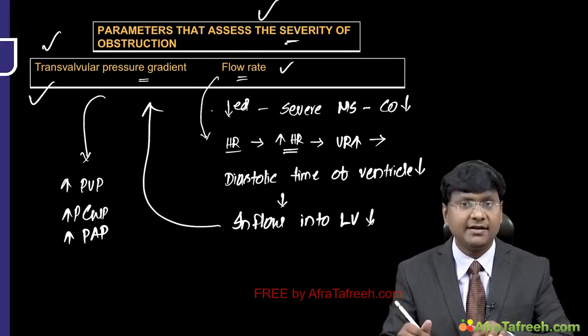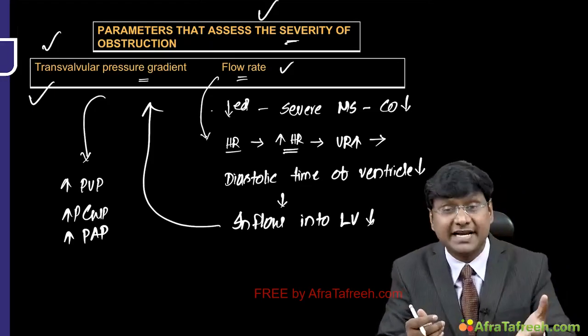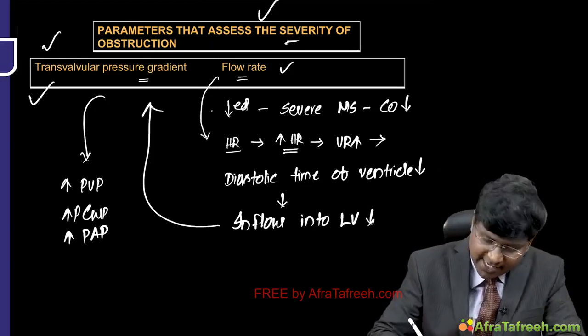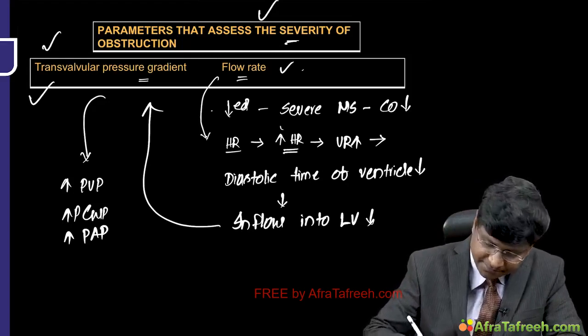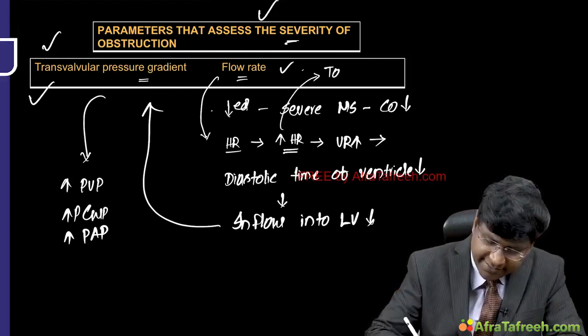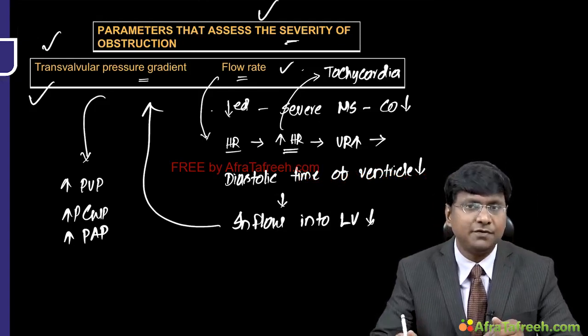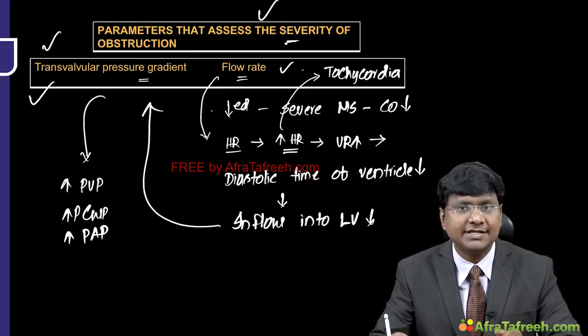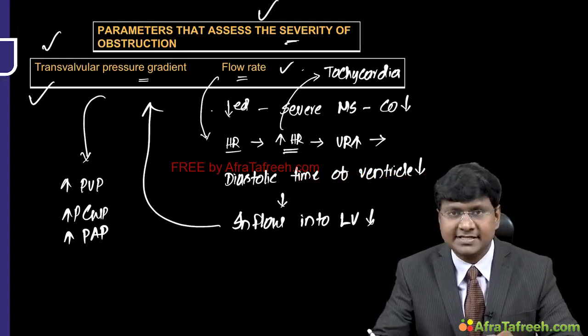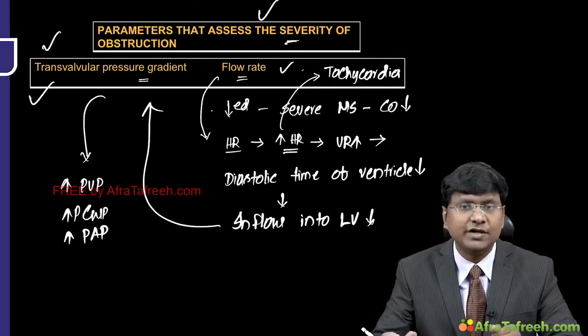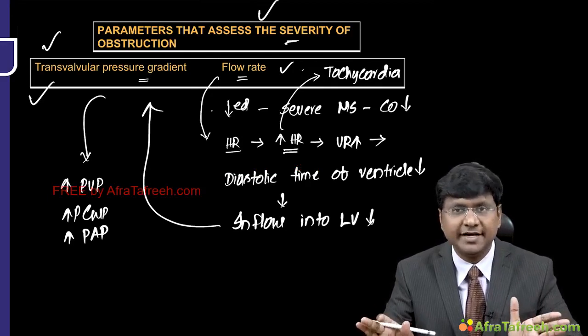Now, in what conditions can this heart rate get elevated? One, the heart rate can be increased whenever the individual is doing any exertional activity. So that is the reason why the patient has exertional dyspnea. Whenever there is exertion, there is tachycardia. So diastolic filling of the ventricle will be reduced. Transmitral gradient increases. That will precipitate the pulmonary edema.